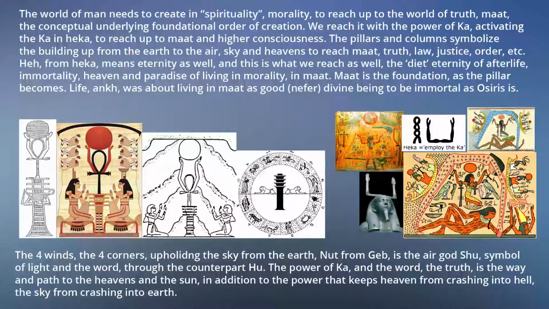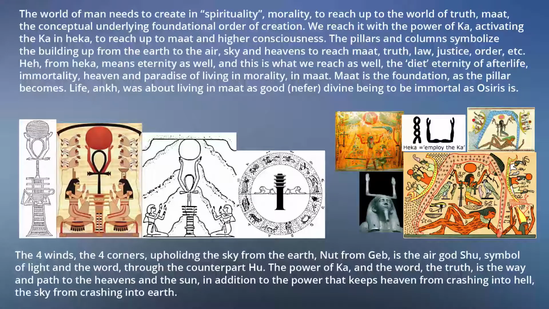Remember that DNA spiral loop symbol for He and then Ka. So Heka, that means employ the Ka, activate the Ka. So activating the Ka in Heka to reach up to Ma'at and higher order consciousness. So we look at the Djed pillar. So I'm saying we need the foundation. We need to create ourselves in the world in the Ma'at, the conceptual underlying foundational order of creation, the Djed pillar, the order from earth going up to the air.